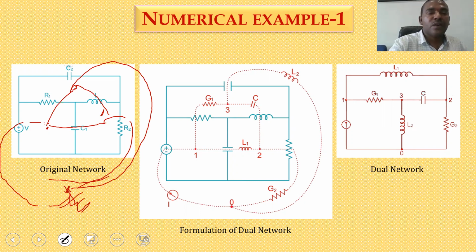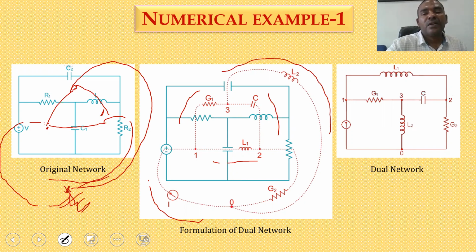So here the voltage source is replaced by a current source. The capacitor is replaced by an inductor. The resistor is replaced by a conductor. The inductor is replaced by a capacitor. The capacitor is replaced by an inductor. This resistor is replaced by a conductance. So finally you can get the dual network like this. Similarly, one more example.